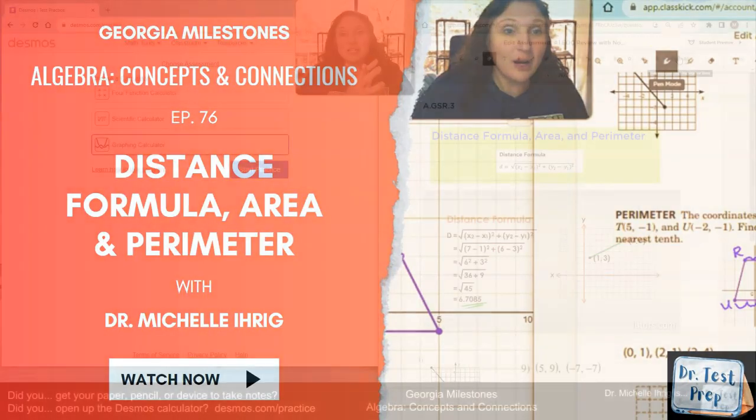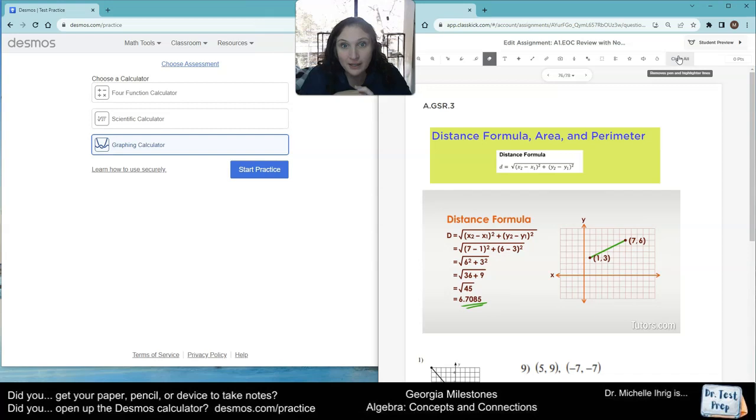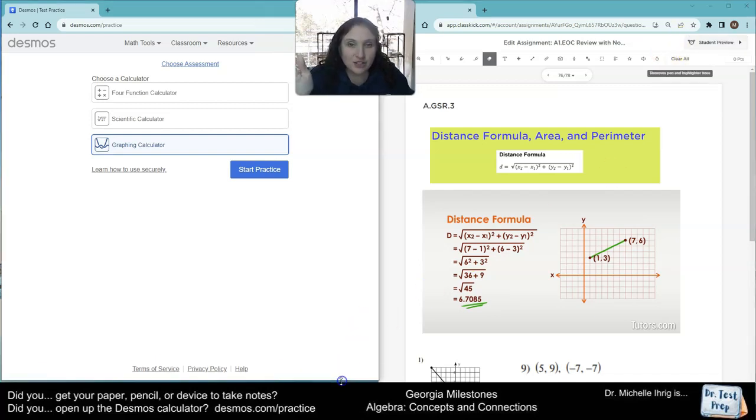We're going to be talking about distance formula, area, and perimeter. Now, they won't be probably nice and just ask you a perfect distance formula question. You're going to have to apply it. But first, let's talk about what the distance formula is. It's on the formula sheet.